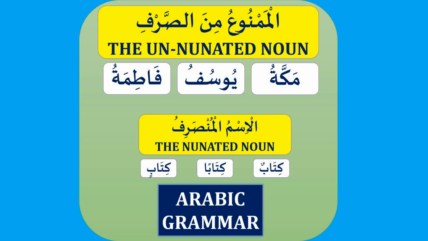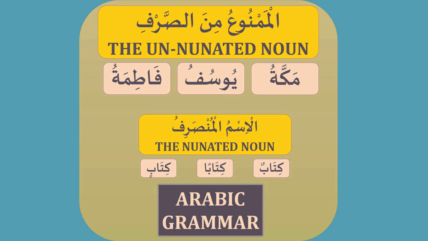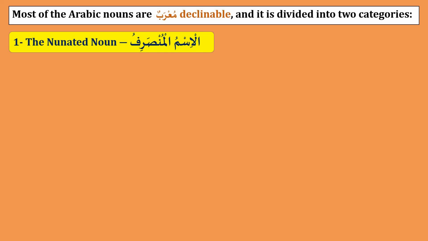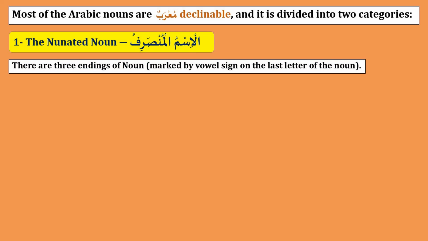Today we are going to learn الممنوع من الصرف, the un-Nunated noun, inshallah. In our previous lesson we said that most of the Arabic nouns are mu'rab, declinable, and it is divided into two categories. First one, al-ism al-munsarif, the nunated noun. There are three endings of noun.